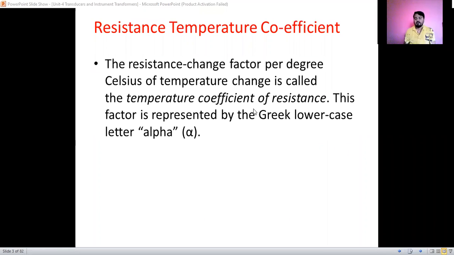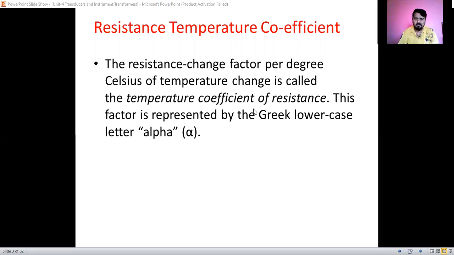Per degree change, how much the resistance changes per degree Celsius of temperature. Suppose at room temperature, you consider 14 degrees Celsius, and for 14 degrees Celsius I have 10 ohm resistance. If I made it 15 degrees Celsius, then what is the resistance? Is it 12 ohm or 8 ohm, is it increasing or decreasing? That factor we are going to calculate and measure. That one we call RTC, the resistance temperature coefficient.